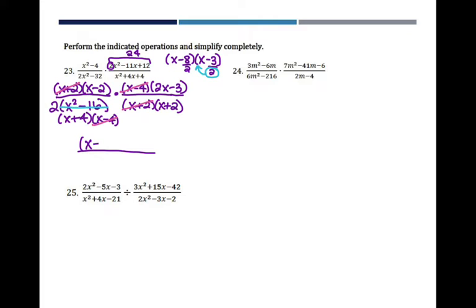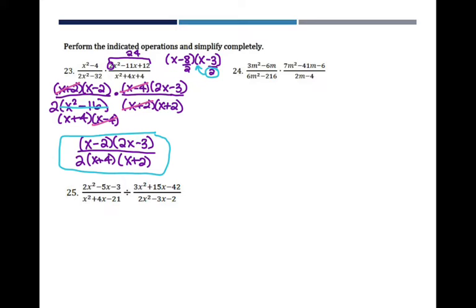So I have this x minus 2. I also have this 2x minus 3 left over on top. On the bottom, I have this 2 with the x plus 4 and the x plus 2. So we ended up with a lot of factors left over, but that's perfectly fine because not everything is going to cancel out nicely. All right, 24, same idea.